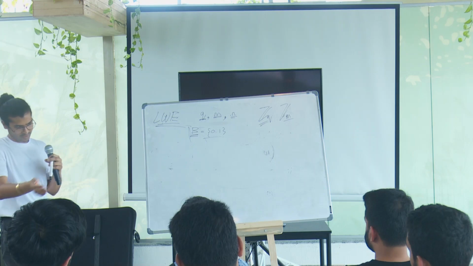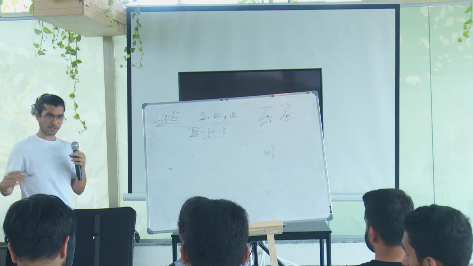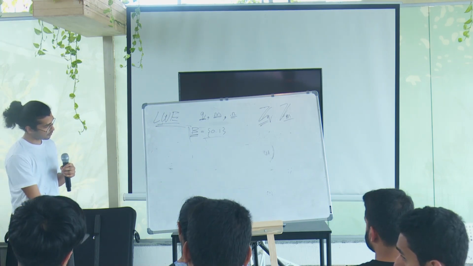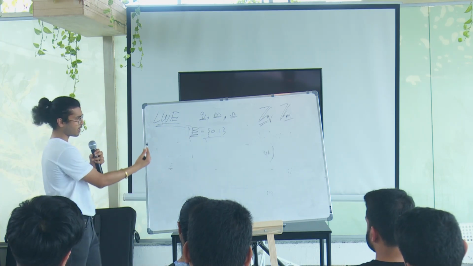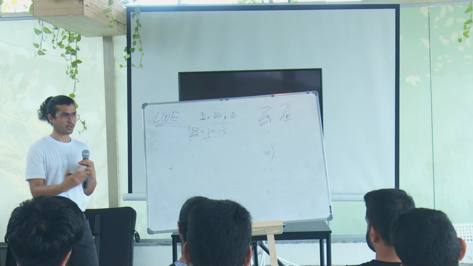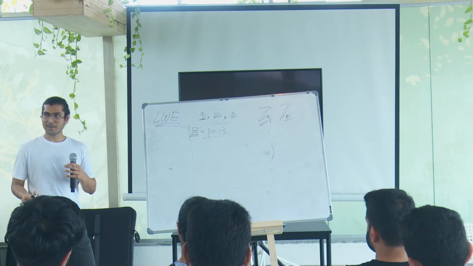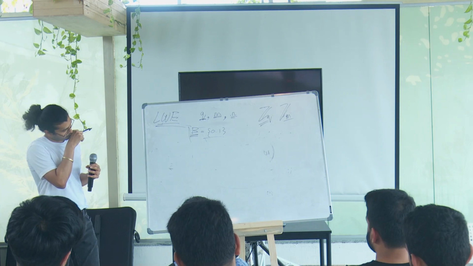For CKKS, BFV, BGV, which are the other schemes that Nitanshu mentioned, for them we usually, for security reasons and for efficiency reasons as well, sample from ternary. Okay, so let's move forward with this.